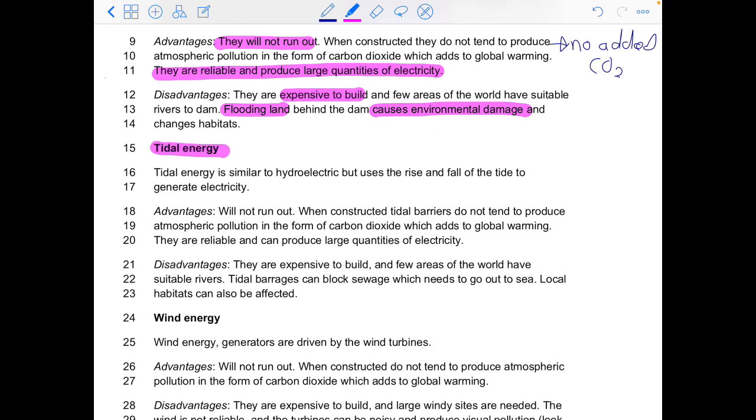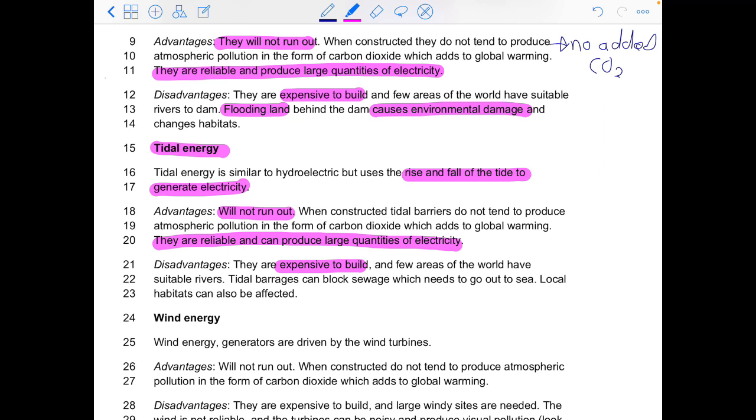So tidal energy uses the rise and fall of the tide to generate electricity. So again, the tides are never going to stop, so we're never going to run out. So again, no CO2. They're reliable and they can generate large quantities of electricity. So very similar to hydroelectric. They are again expensive to build, and very few areas in the world have suitable rivers or areas to use tidal energy.